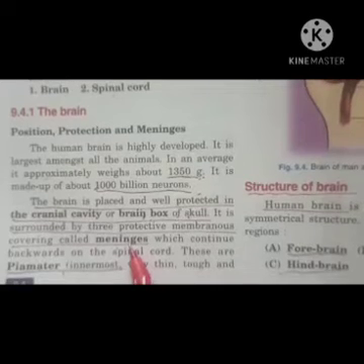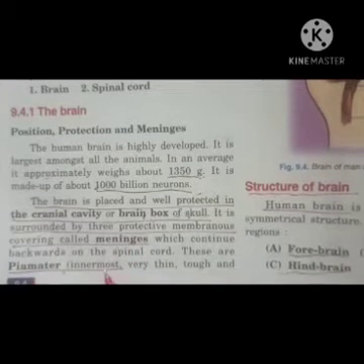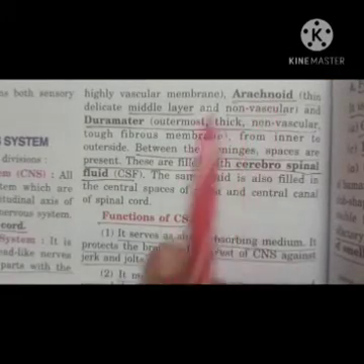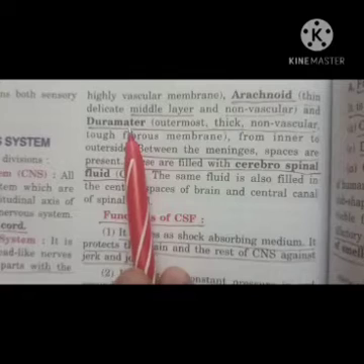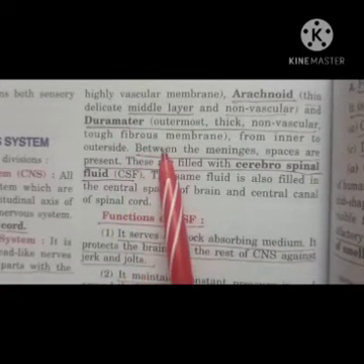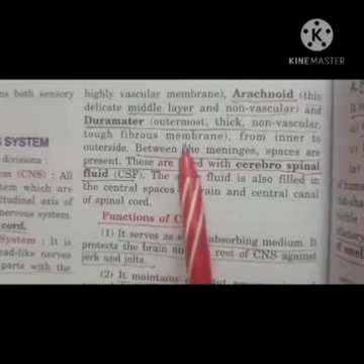Now the inner membrane is called pia mater, which is the innermost. Second is your arachnoid, it is a middle layer. Third and outermost layer is called dura mater. In between these three membranes, a space is present.